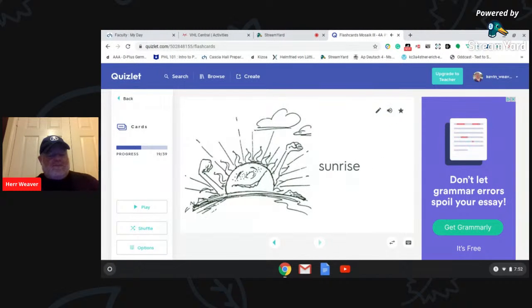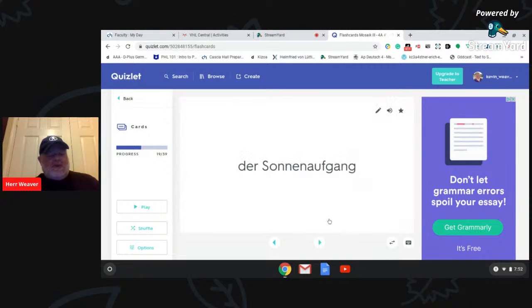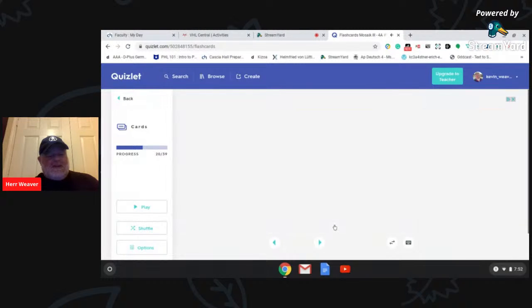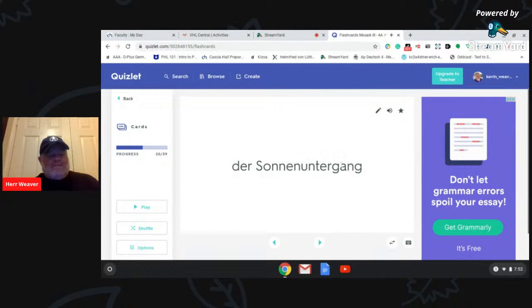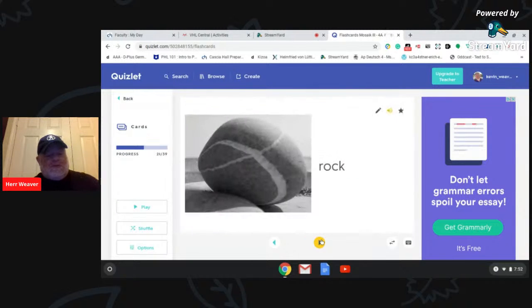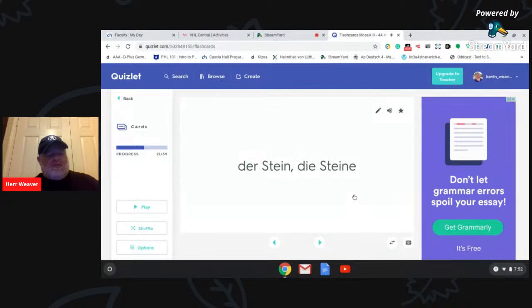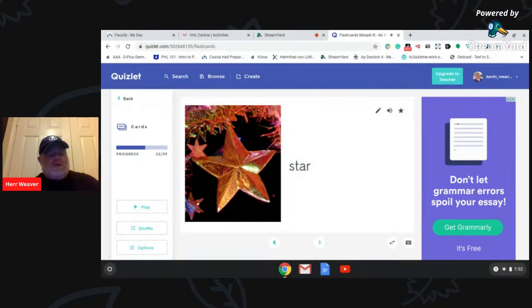Sunrise, this is a new one then. It's a little bit longer word. We have sunrise and sunset coming up. Sonnenaufgang. Aufgang means it's rising. Sonnen has to do with the sun, die Sonne. And then sunset is the opposite, Sonnenuntergang. Untergang. So we had Aufgang und Untergang. Sonnenuntergang, Sonnenaufgang. Rock, der Stein, plural is die Steine. Star. Der Stern.